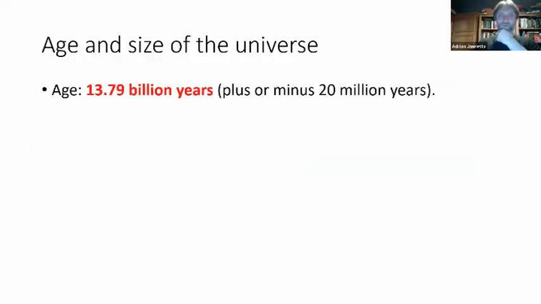This is what we know about the universe. It's very precise: 13.79 billion years. That's the age of the universe. Plus or minus 20 million sounds like a lot, but it's just a fraction of a percent of the age of the universe. So we know the age to within a very small margin of error.